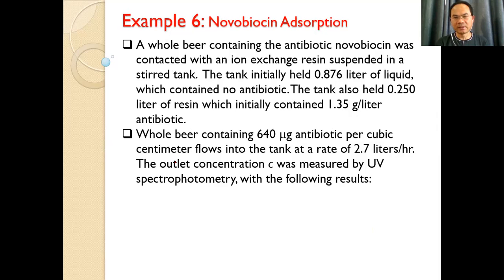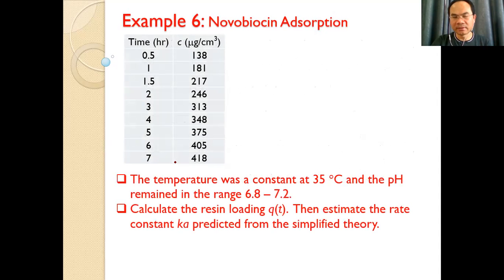The flow rate is 2.7 liters per hour. The outlet concentration C was measured by UV spectrophotometry. The result of concentration at the exit varies with time. The temperature was constant at 35 degrees Celsius. The pH remained in the range of 6.8 to 7.2.